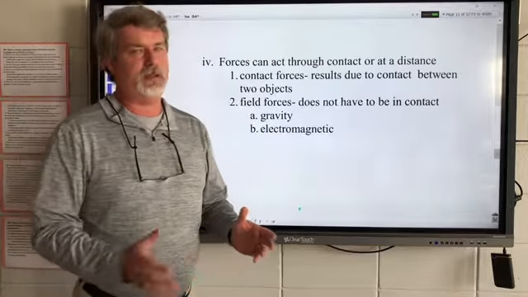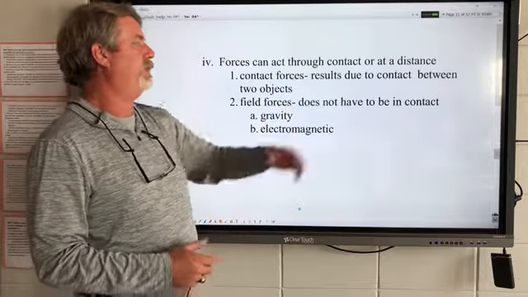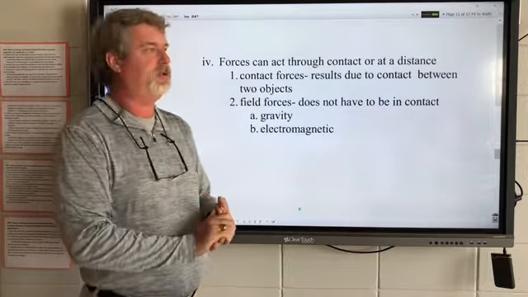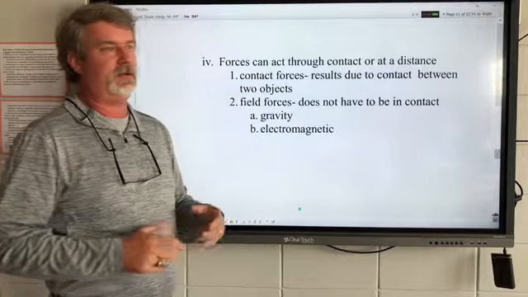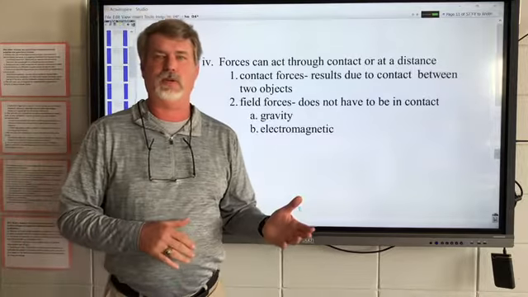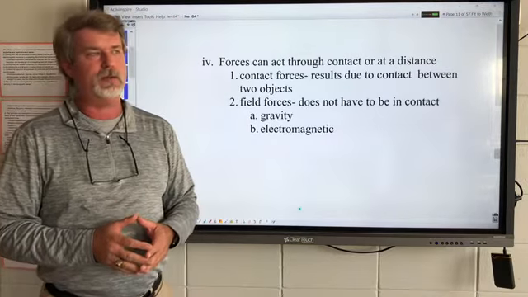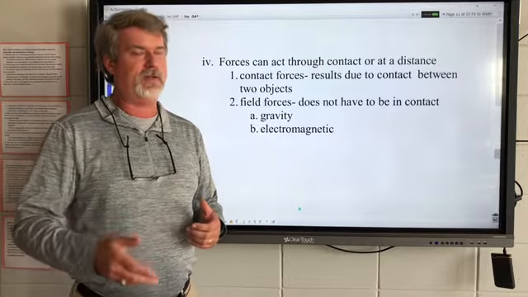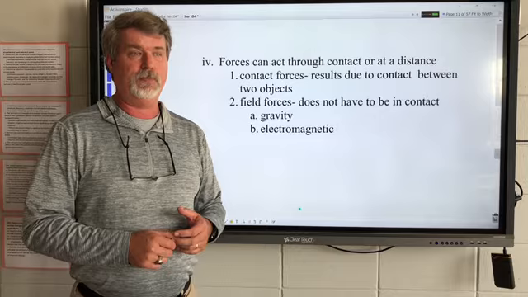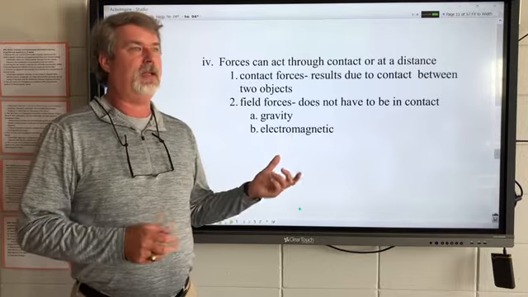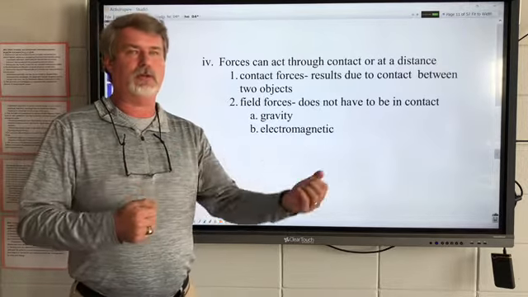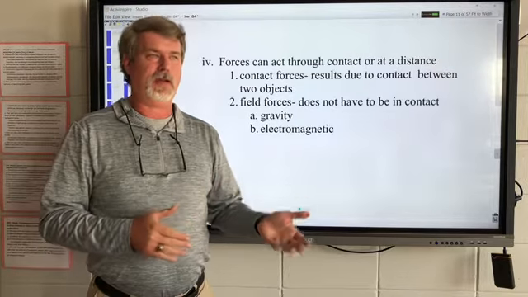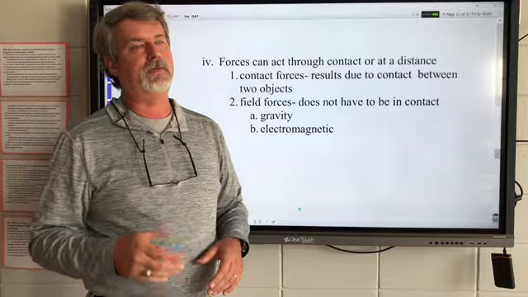There are two basic types of forces, either contact or field forces. And of course, a contact force is when two objects come into contact with each other. And then for field forces, there are two main categories: gravitational forces or electromagnetic forces. You don't have to be in contact with Earth for gravity to take effect on you. With magnets, you don't have to be touching the magnet for one magnet to pull on another magnet. These are electromagnetic forces and gravitational forces. They are examples of field forces.